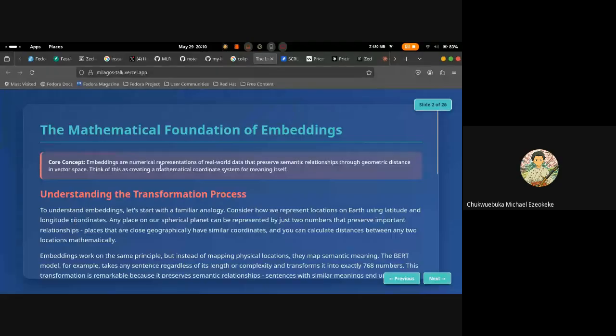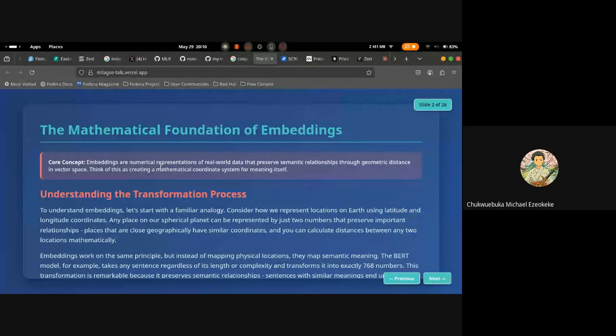Just know that embeddings are numerical representations of real world data and they help to preserve semantic relationships. Just forget this technical jargon where I say things like virtual distance and vector space. But if you're into traditional machine learning, you have come across this.